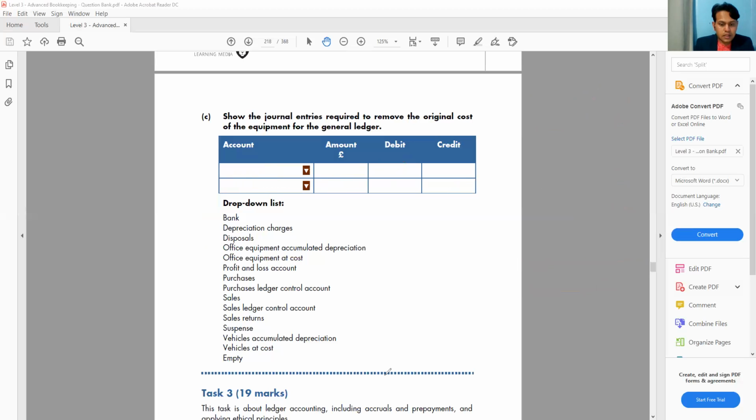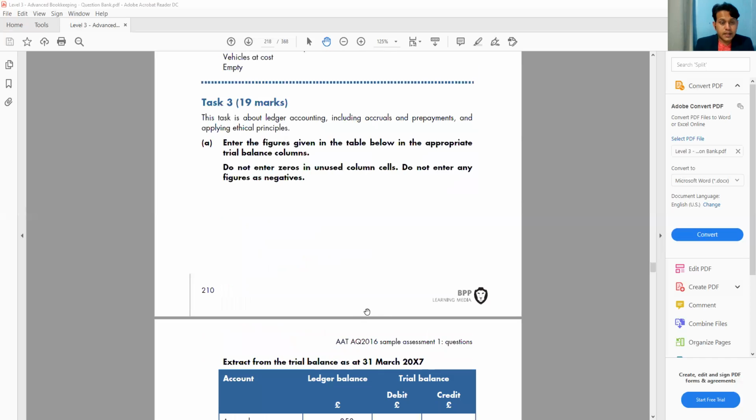All right, so let's move on to our next task. The next task we have, task number 3. Let's have a look at that. That's for the 19-mark portion. This task is about ledger accounting, including the accruals and the prepayment, and applying ethical principle.